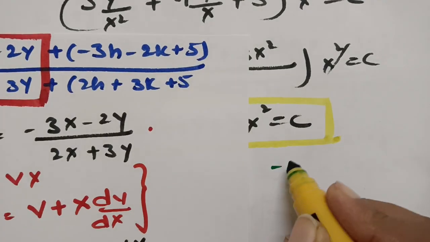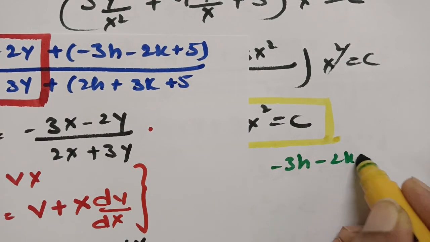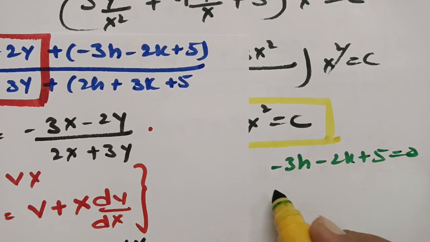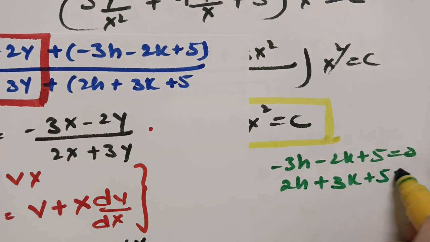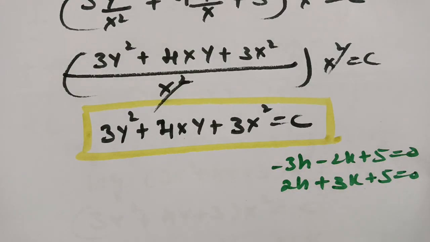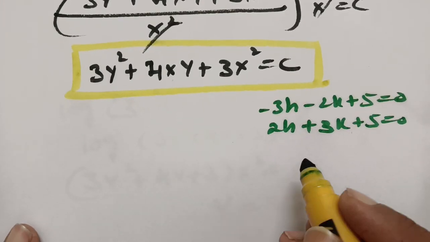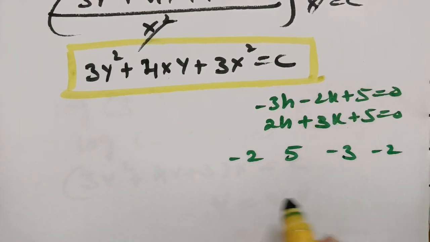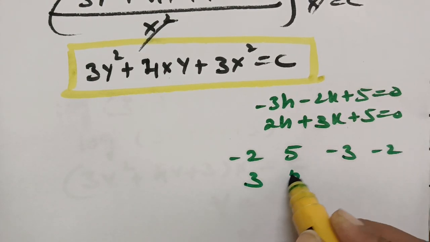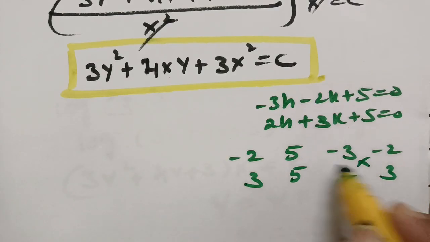This is minus 3h minus 2k plus 5 is equal to 0, and this value is 2h plus 3k plus 5 is equal to 0. So if I calculate the h and k values, then this will be minus 2, 5, minus 3, and this is minus 2. This is 3, 5, 2, and this value is 3 here.